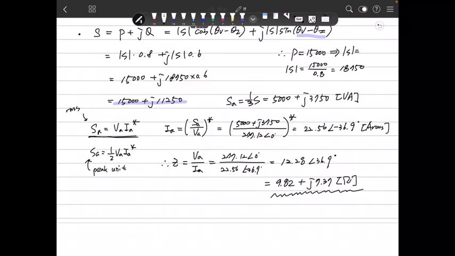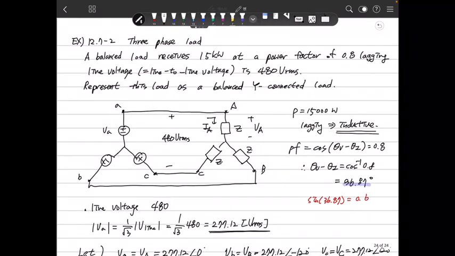That's your solution. So it's very simple. In the case of a balanced source and balanced load, we can calculate only one phase and get the same results in the other two phases.